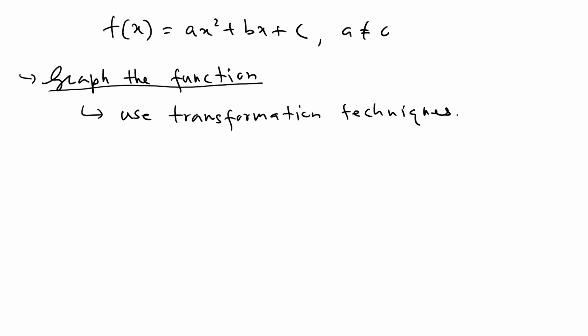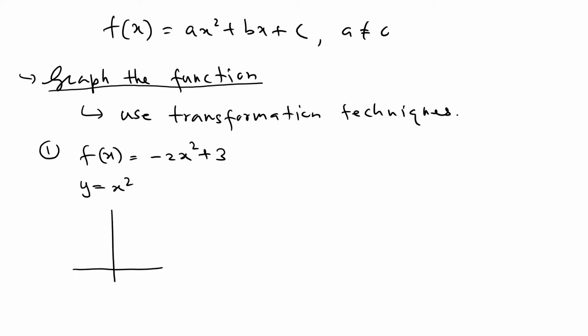So let's look at two problems. Let's say we have f(x) equals negative 2x squared plus 3. What we can do is start with the basic functions, or the parent functions, and then step by step we get to the equation. In this case we can start with y equals x squared, and we know the graph of this function. This is the parabola.